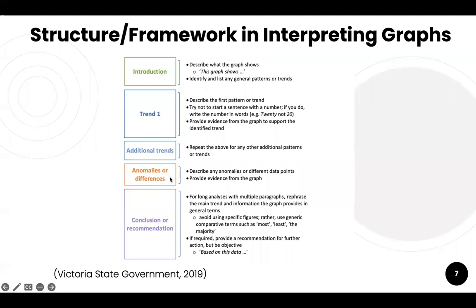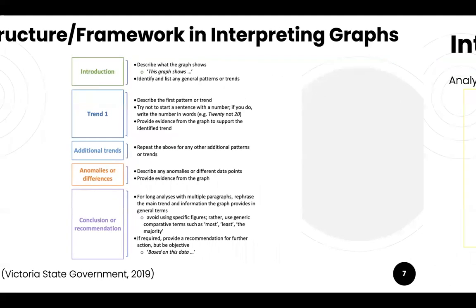And for other things that you can cover in your interpretation of data, you may consider anomalies or differences. Provide evidence from the graph. So if there is, let's say, a significant decrease, you have to mention that. And the last paragraph is the conclusion or recommendation, wherein you can just restate your thesis statement. You repeat the main trend that you have indicated in your first paragraph.